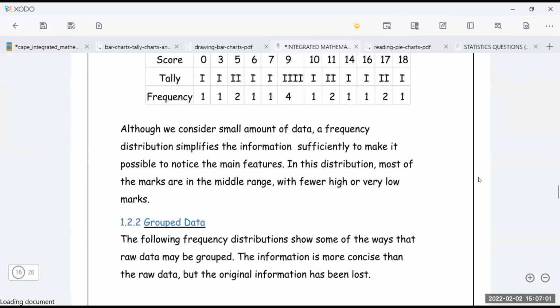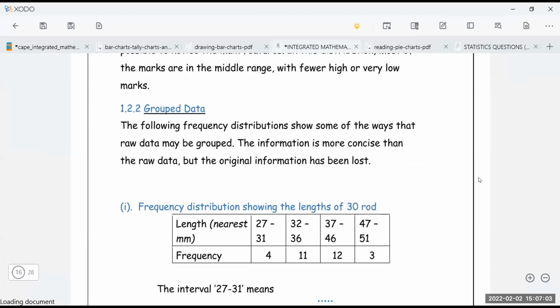Now, with grouped data, of course, it's going to be in a particular interval, all right? So maybe they group how many persons get between 27 to 31, between 32 to 36, 37 to 46, 47 to 51, etc.